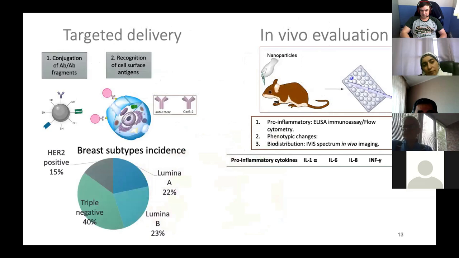Then the targeting of the nanoparticles: for targeted delivery, we will be using different antibodies or antibody fragments for the HER2 positive breast cancer, and then we will evaluate the in vivo pro-inflammatory response and biodistribution of the nanoparticles.